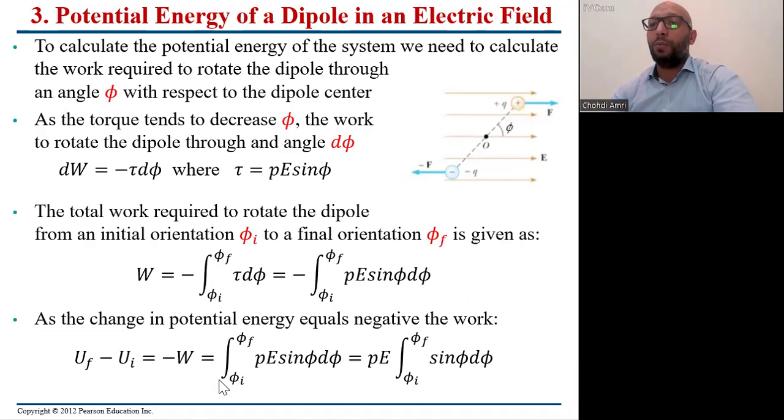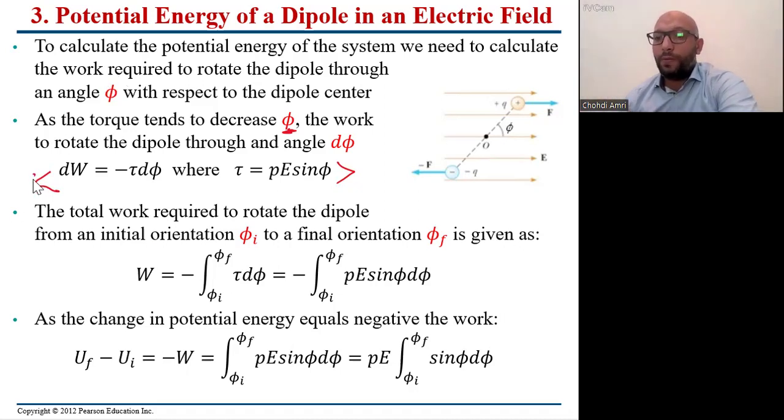Let's move to the work and the potential energy. To calculate the potential energy of the system, we need to calculate the work required to rotate the dipole through an angle phi with respect to the dipole center. As you know, the torque tends to decrease phi. The work to rotate the dipole through an angle d phi is dW equals minus tau d phi, where tau is PE sine phi.